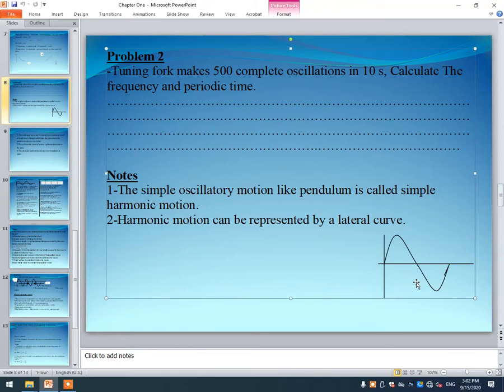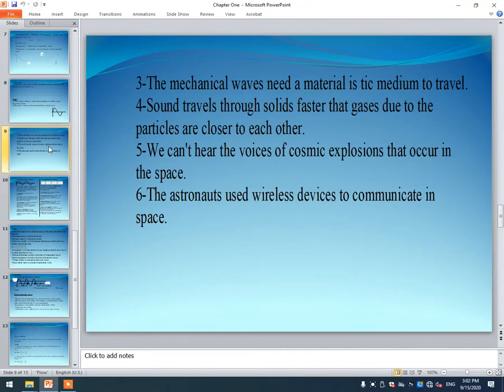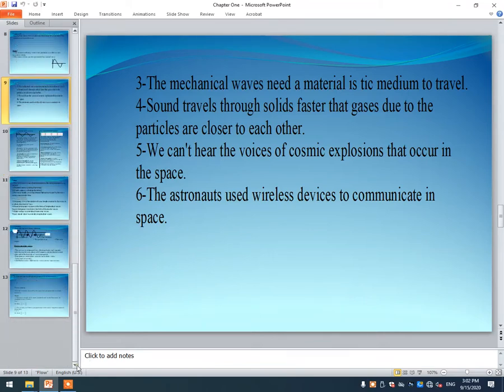Number 2, this simple harmonic motion can be represented by a lateral sine curve, as you see in front of you here. Number 3, the mechanical waves need a material to travel through. Without the material, the sound wave, for example, can't propagate, can't move.